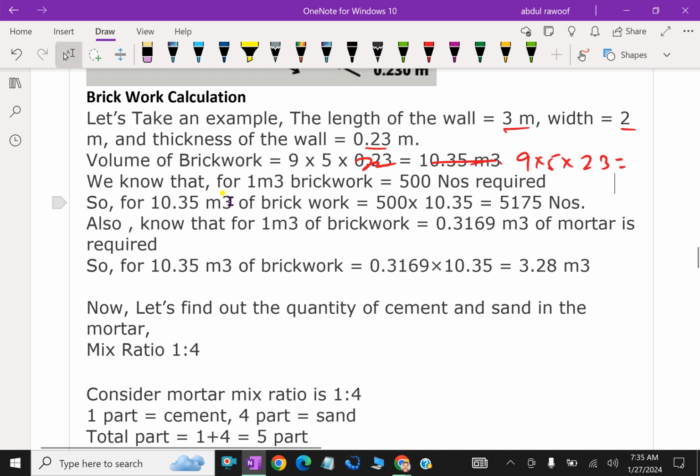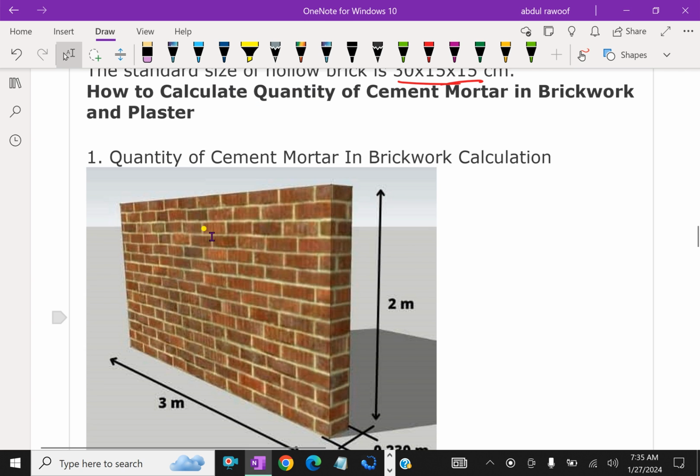We know that 500 bricks are required for 1 meter cube of brickwork. So 10.35 meter cube of brickwork, that is 500 into 10.35, is 5,175 bricks we need for this wall construction.